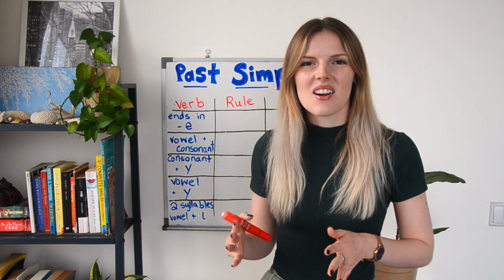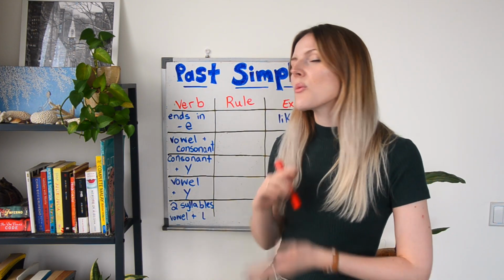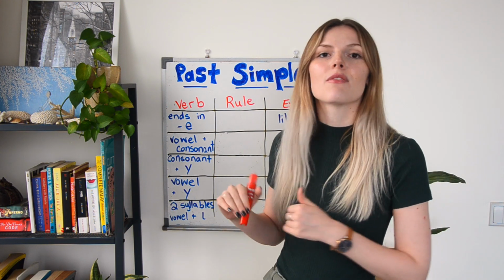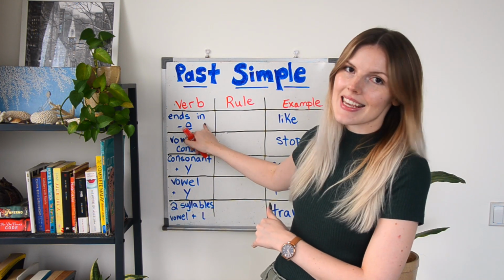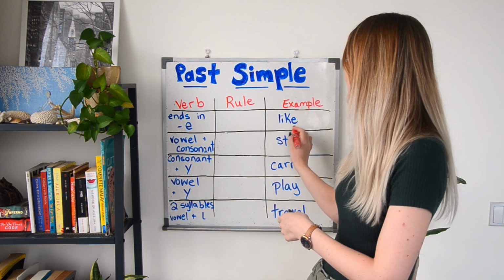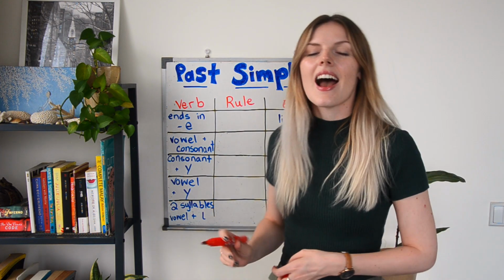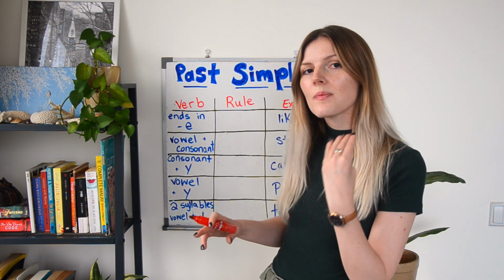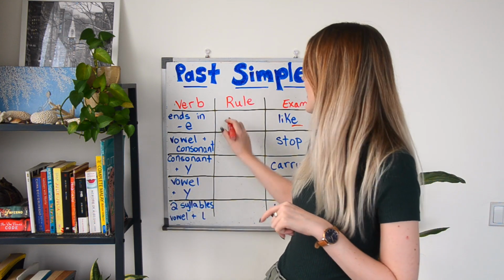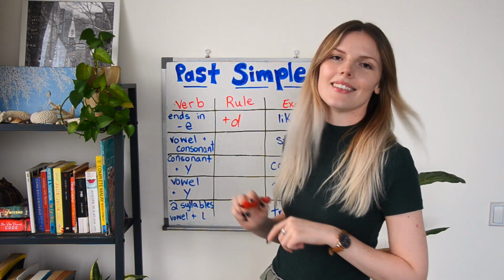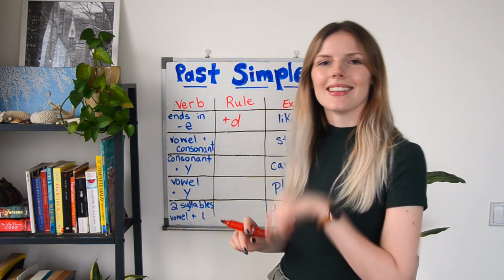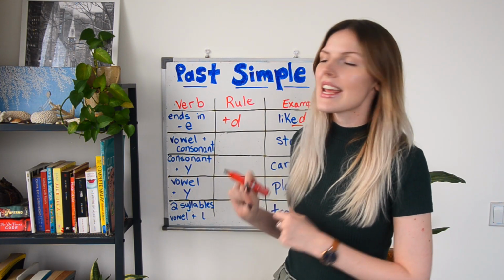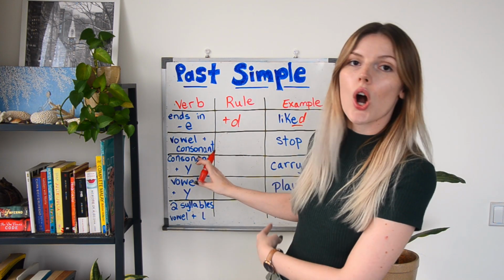So let's get started with some examples. And we're gonna start real simple with verbs that end in E. So for example, like. How do we change like to verb 2? Well, we simply add D. Like becomes liked.